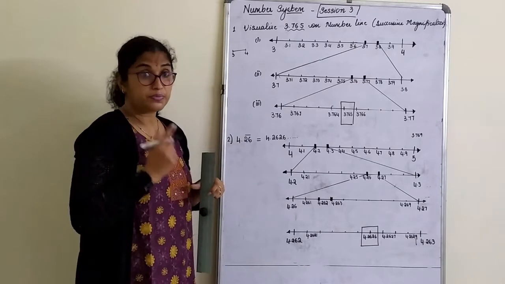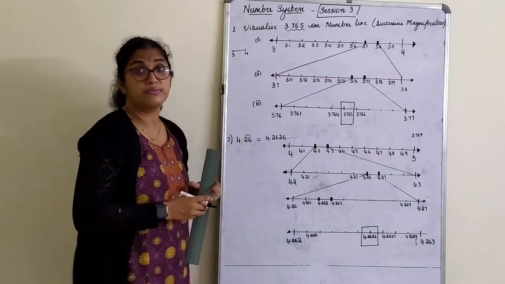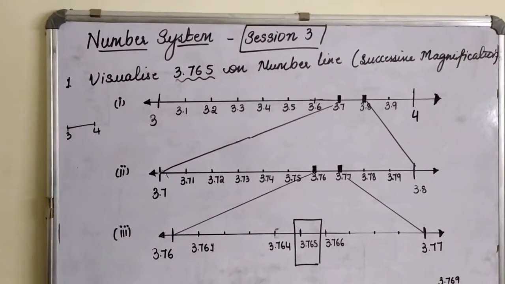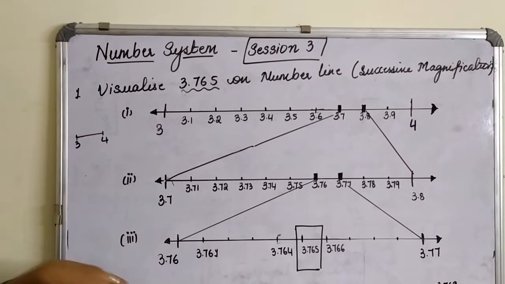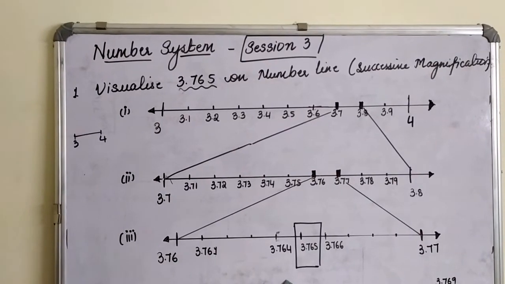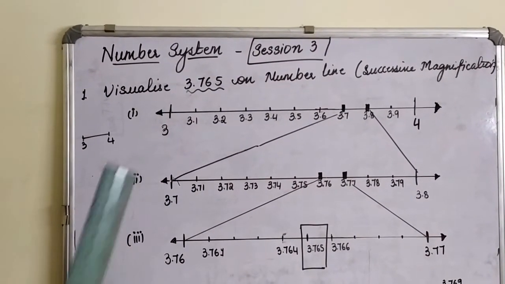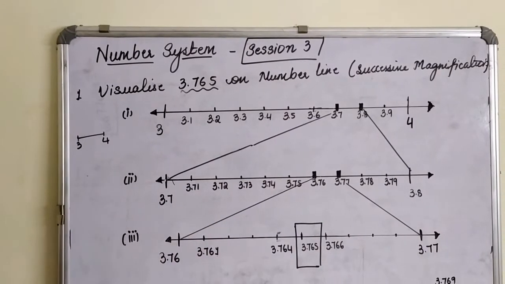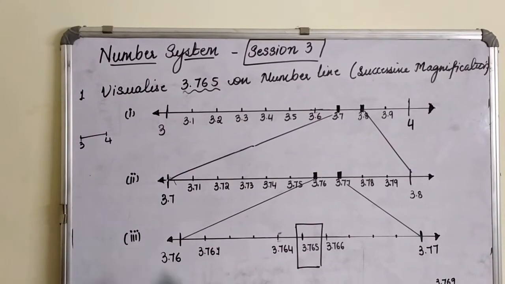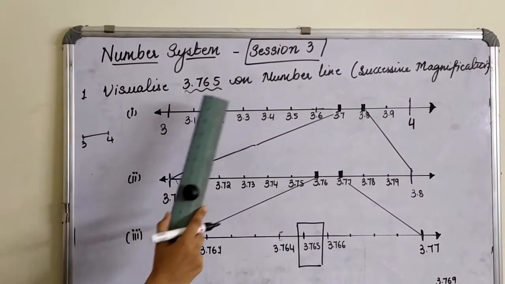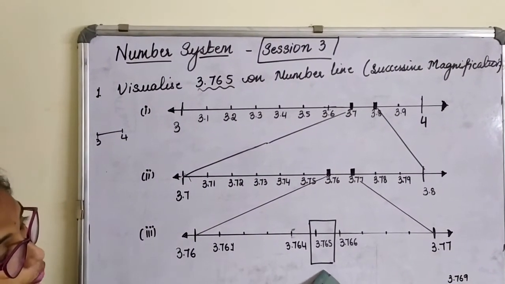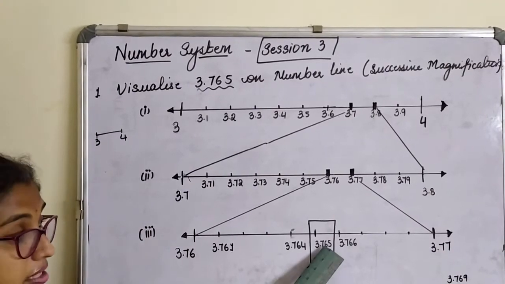We have only 2 questions given in the exercise. I have just brought the camera near to the board so that you can see this number line very clearly and you can mark these points very clearly, right? You can pause it once the camera is near to the board, and mark these things clearly and neatly. It has to be represented. So this is how we represent 3.765 on the number line by the successive magnification method. So in the third scale, we got it as 3.765.